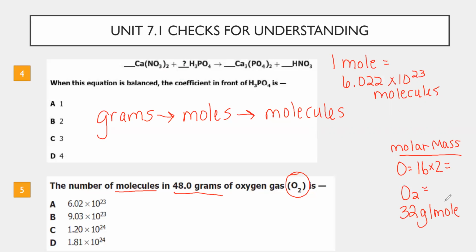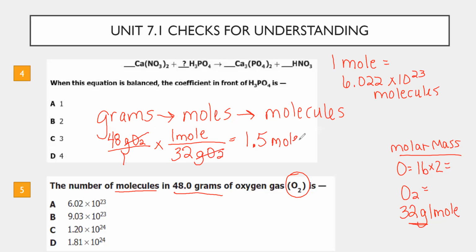All right, so how do we figure out? We're going to go from grams to mole. They've given us 48 grams, so always start with what you're given. 48 grams of O2 times 1 mole of O2 equals how much do we say? Right here, 32. Okay, so that way we can cancel out our grams here. And what you're going to end up with is 1.5 moles. So that's how many moles are in 48 grams.